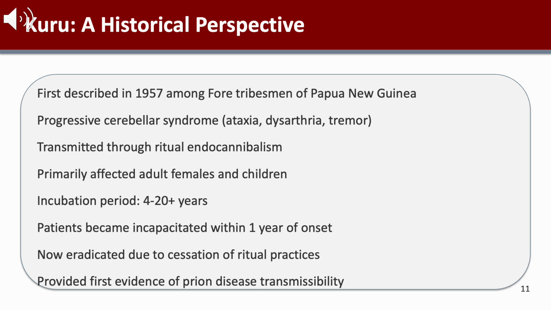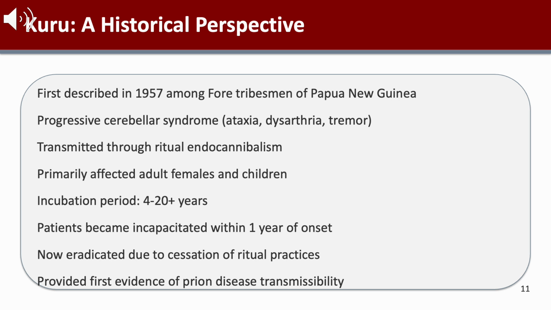Kuru was transmitted through the practice of ritual endocannibalism, specifically the consumption of brain tissue from deceased tribe members as part of mourning ceremonies. The disease predominantly affected adult women and children, as men were excluded from participating in this ritual. The incubation period was extraordinarily long, ranging from 4 to over 20 years, which explains why the disease persisted for decades after the ritual practice ceased.